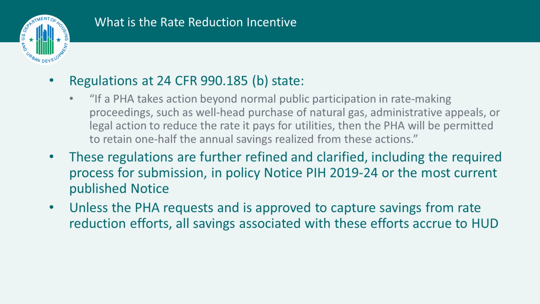The regulations are further defined in HUD's policy notice, PIH-2019-24, or the most current published notice. Creating a reduction in utility rates is insufficient for your agency to capture the benefits. The PHA must request and be approved by HUD to capture the utility rate savings. The rate reduction action taken by your agency must conform to eligibility requirements in HUD's policy notice, PIH 2019-24.